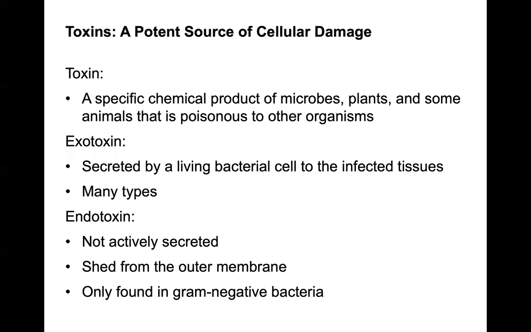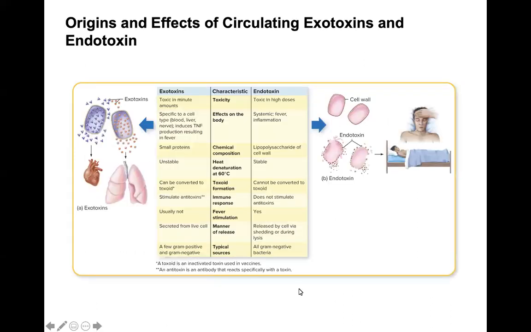We also have toxins. Toxins are a potent source of cellular damage. A toxin is a specific chemical product of microbes, plants, and some animals that is poisonous to other organisms. You have exotoxins. These are secreted by a living bacterial cell into infected tissues, and there are many types of those. And then you have endotoxins. They're not actively secreted. They only get released when you cause lysis of the cell wall, and we typically find those in our gram-negative bacteria.